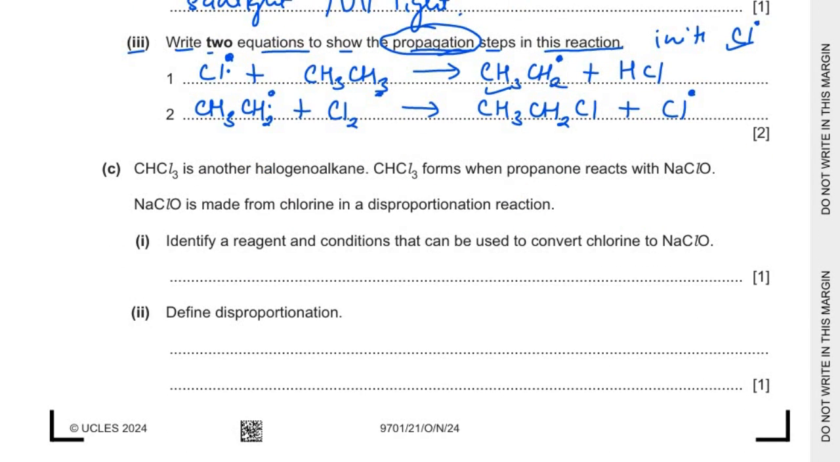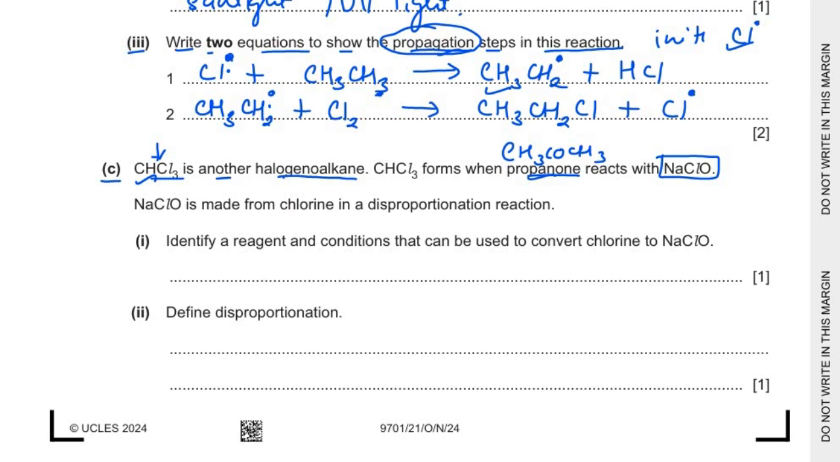Now if we go ahead, it says another halogenoalkane forms when propanone reacts with sodium chlorate(I), that is NaClO. So trichloromethane, CHCl3, is formed when propanone reacts. Now what is propanone?